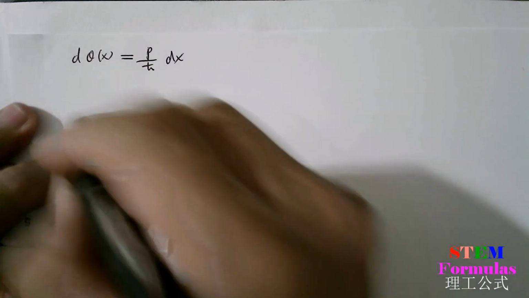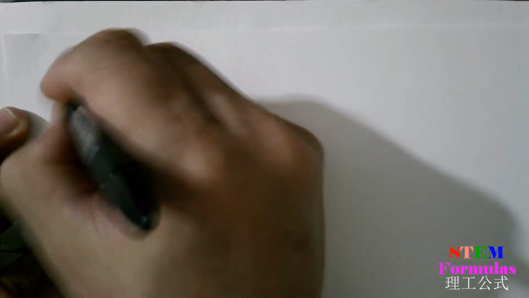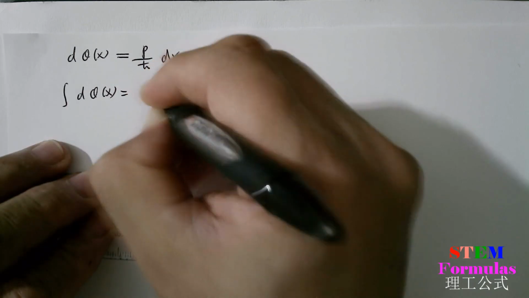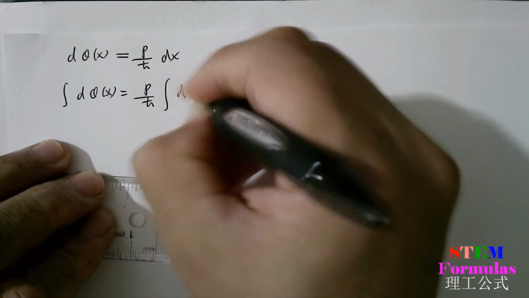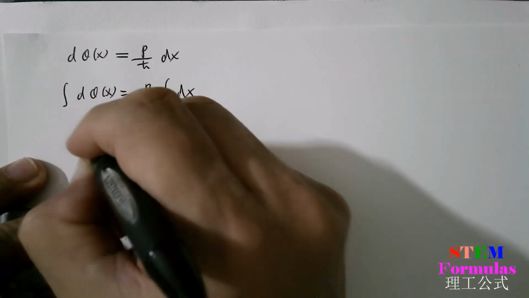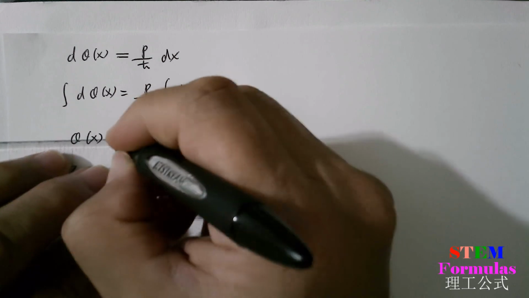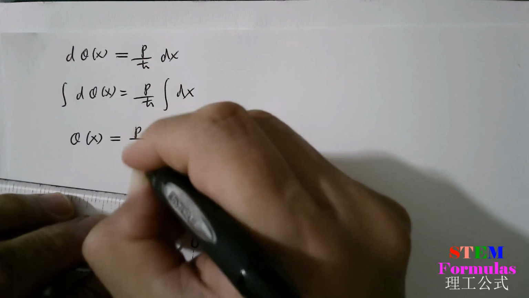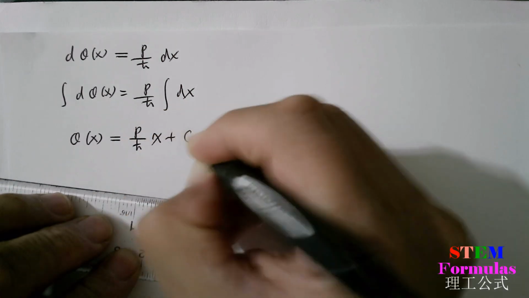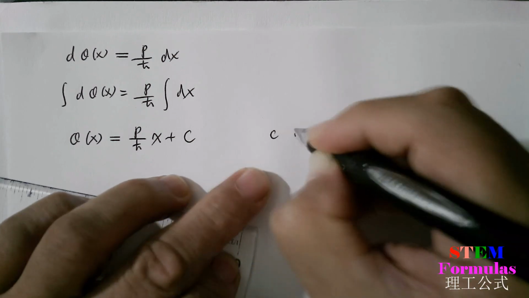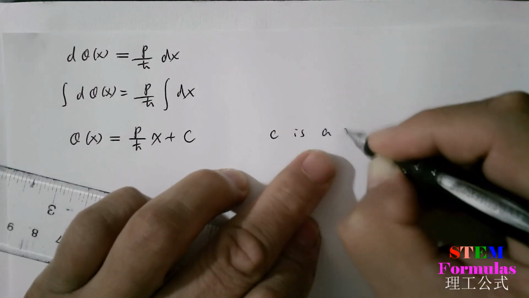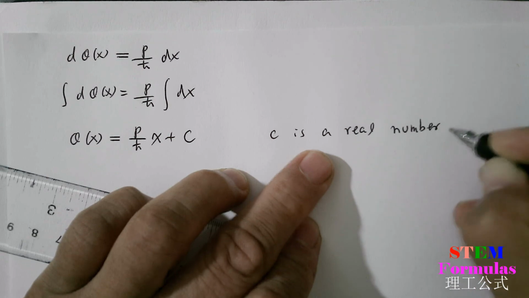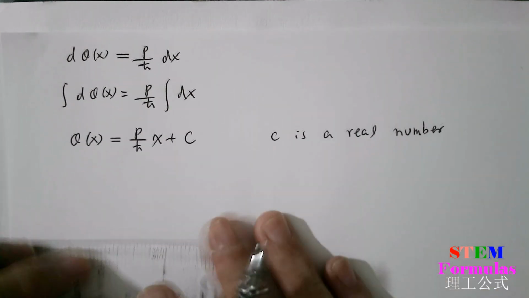If I integrate d theta of x equal p over h bar dx, I get theta of x equal p divided by h bar times x plus c. c is a real number, a constant, the integration constant.